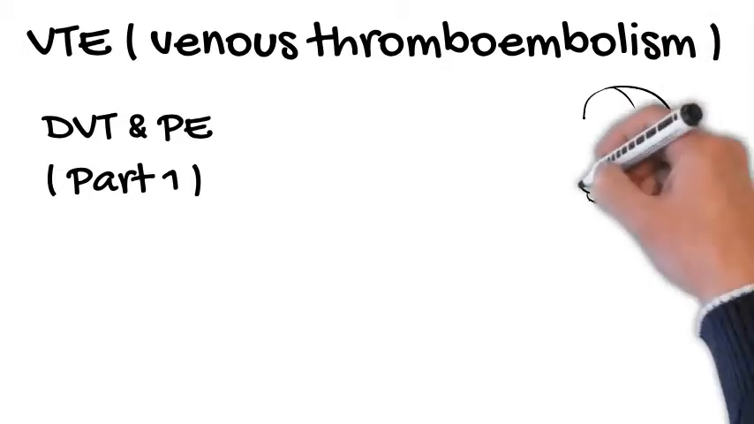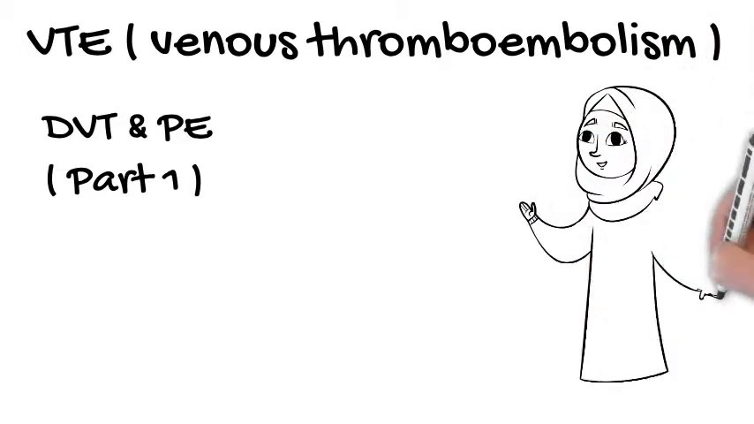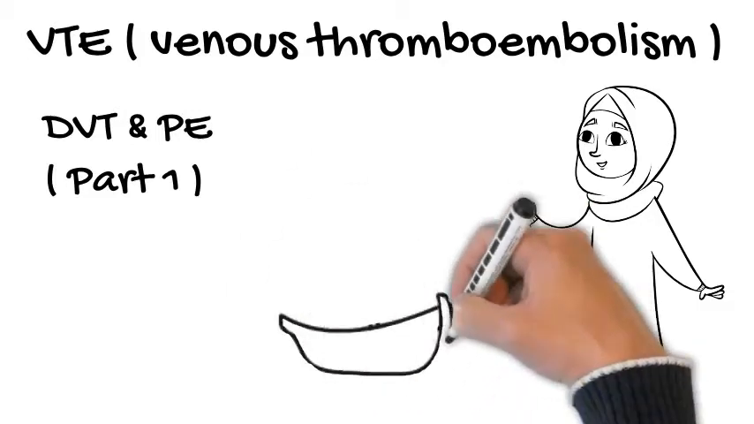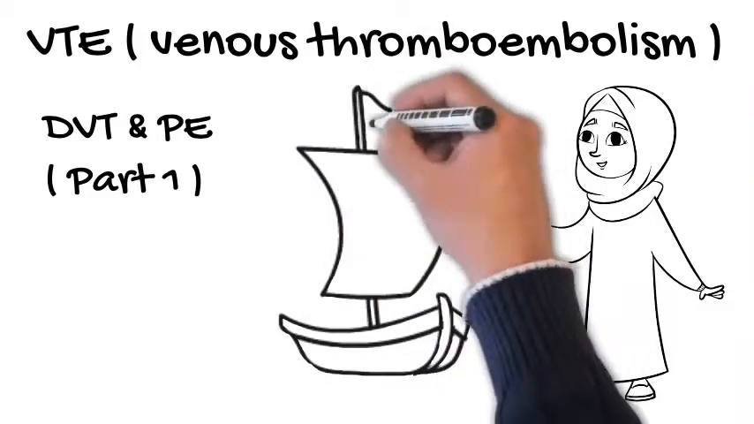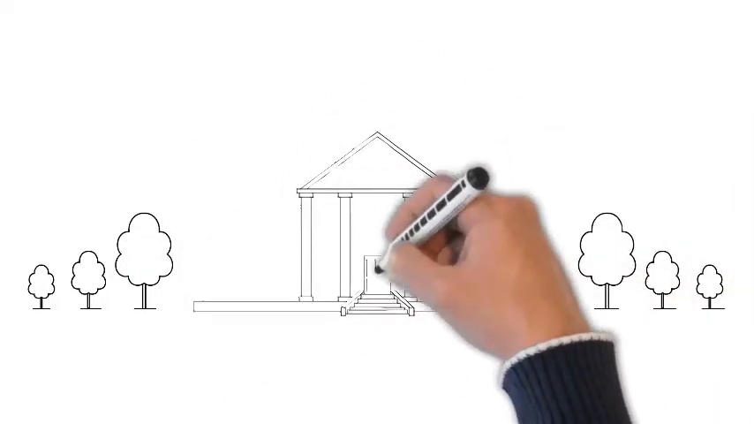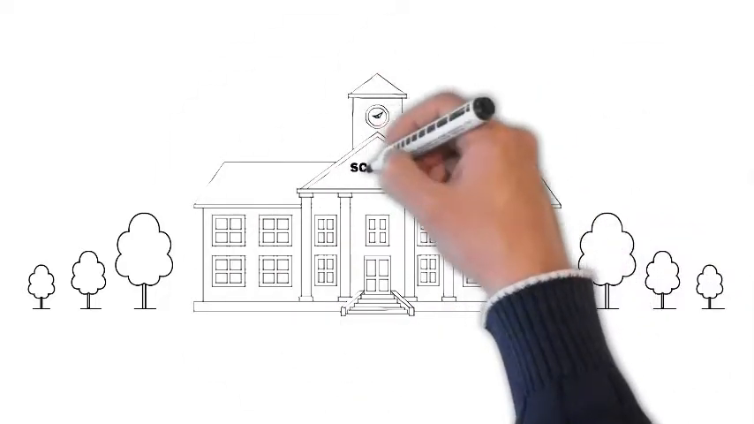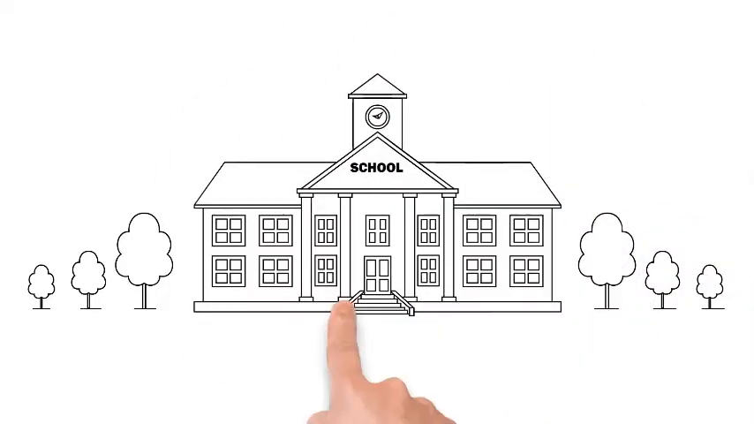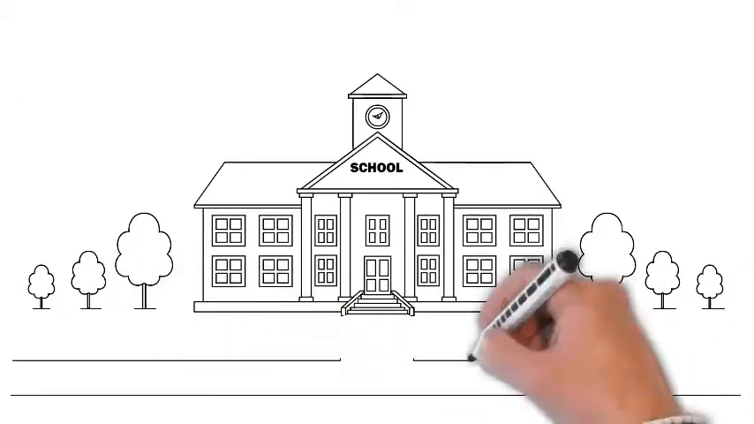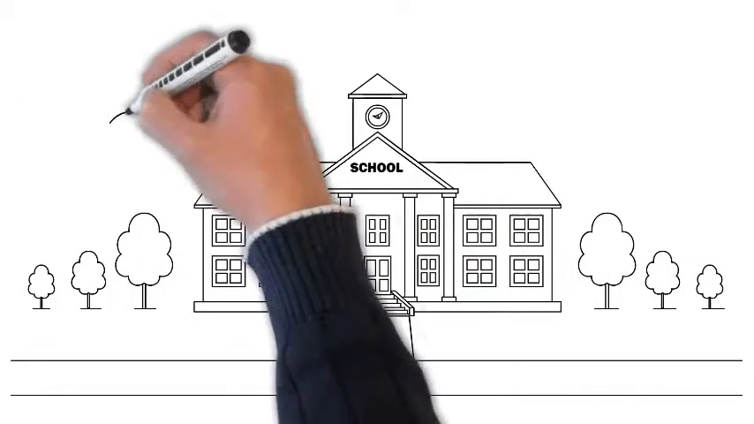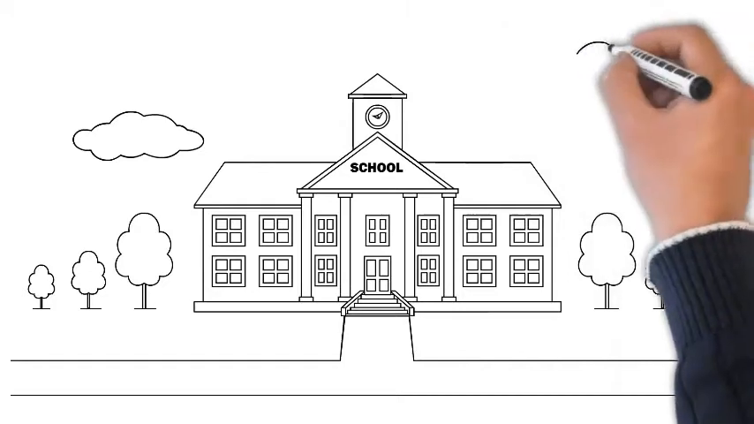Today we are going to talk about VTE, venous thromboembolism, that comprises DVT and PE, part 1. Before we start, there is a disclaimer. This video is for informative purposes only. I am advising you to refer to the main textbook or sources that are used in each teaching center respectively. Thank you. Now let's begin.